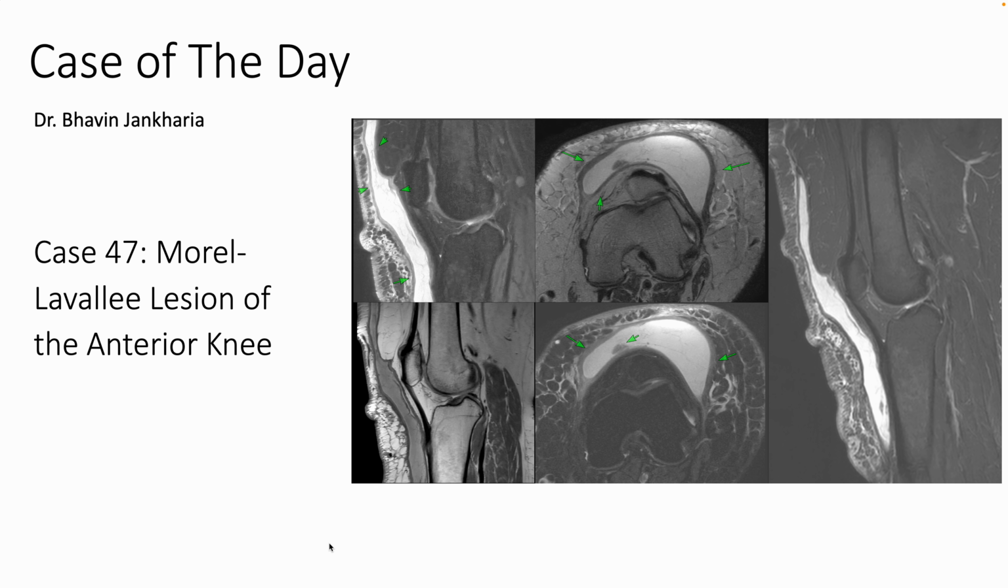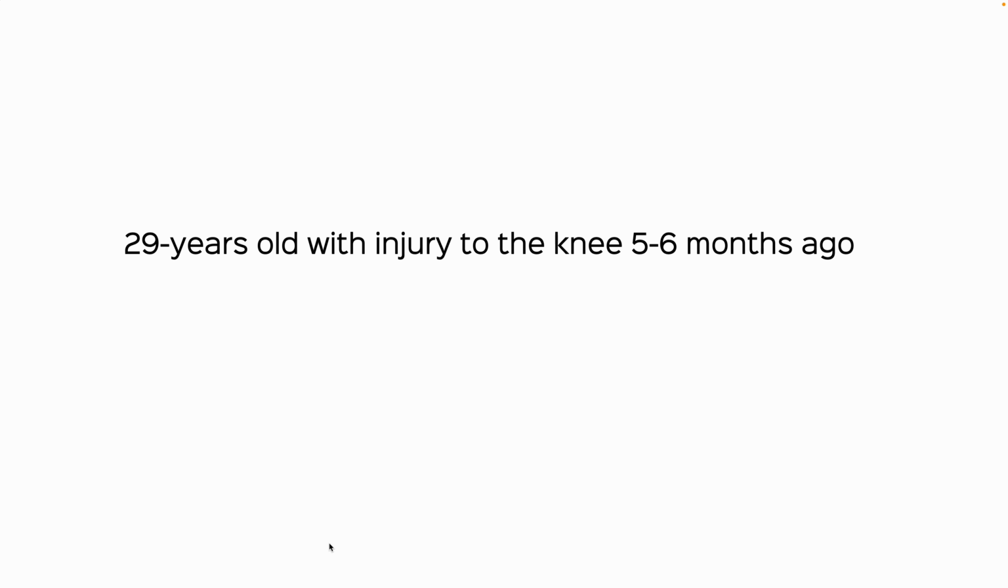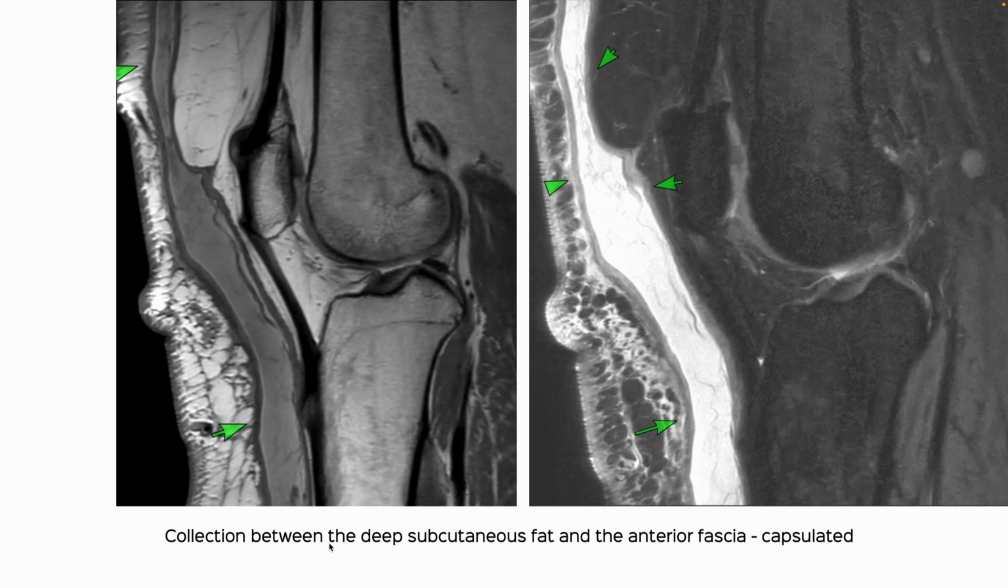And this is the Morel-Lavallee lesion of the anterior knee, and I hope I'm getting the pronunciation right. So this 29-year-old had injury to the knee 5-6 months ago, had swelling. Then ultrasound 3 months ago showed a collection, aspirated thrice, kept coming back, and he came for an MR yesterday. I read it today.